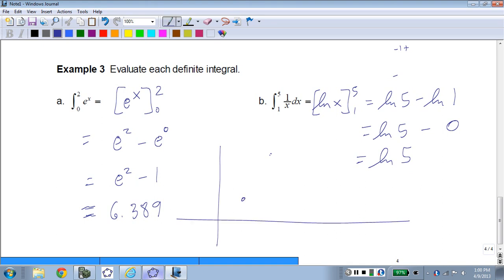So if we have this function, the reciprocal function, goes through 1 and 1, 2 and 1/2, 3 and 1/3, 4 and 1/4, and does this like that. This particular one, we just went out to 5. But if we go from 1 to 5, the area is the natural log of 5. The area there.